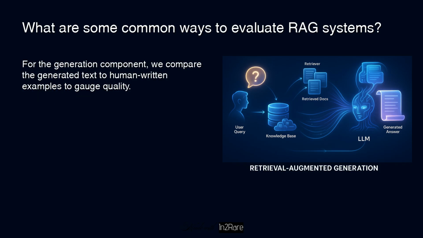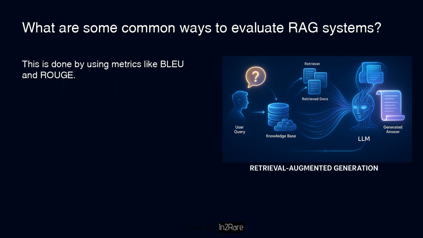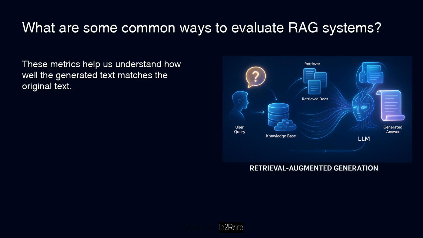For the generation component, we compare the generated text to human-written examples to gauge quality. This is done by using metrics like BLEU and ROUGE. These metrics help us understand how well the generated text matches the original text.